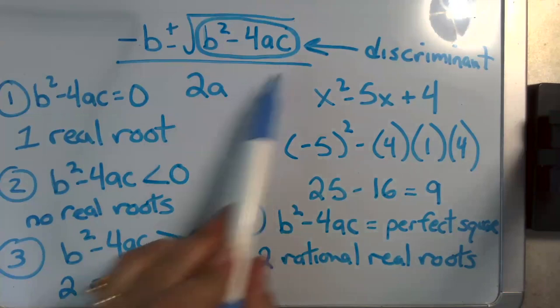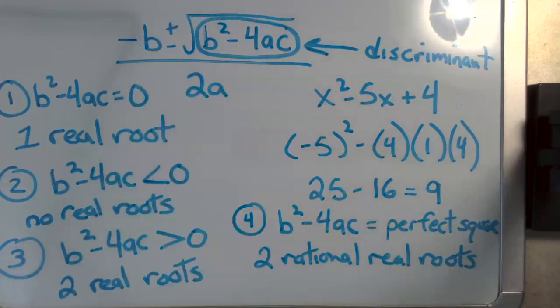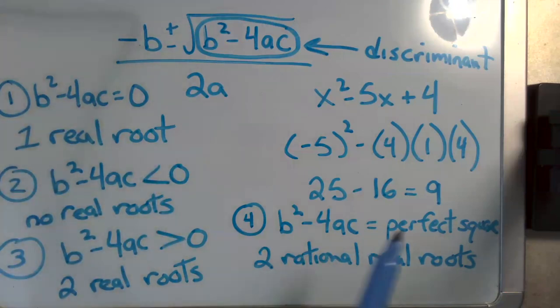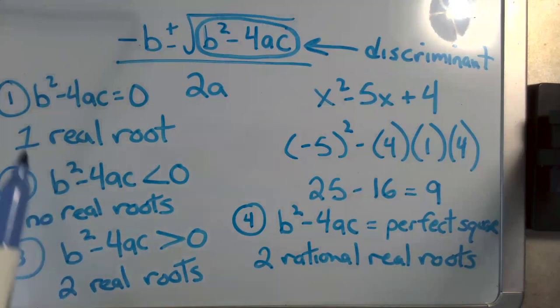All right, there it is. That's the discriminant. It is the bit of the quadratic formula under the square root sign. When it equals 0, when it's less than 0, when it's greater than 0, or if it equals a perfect square, it gives us different information about our quadratic equations.